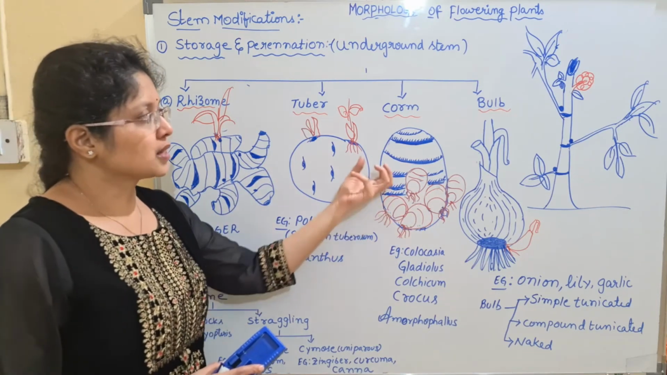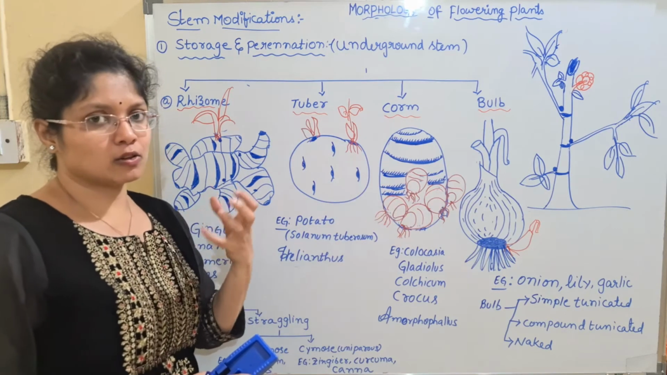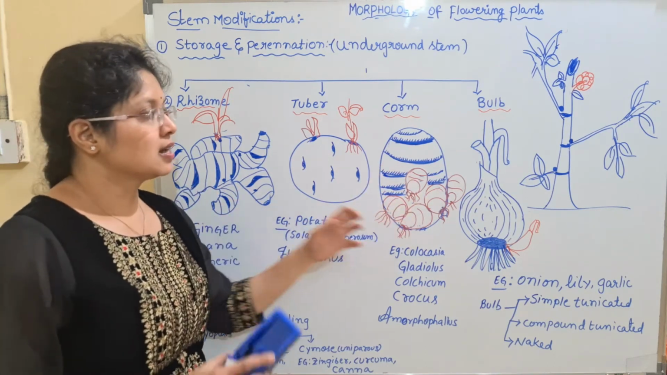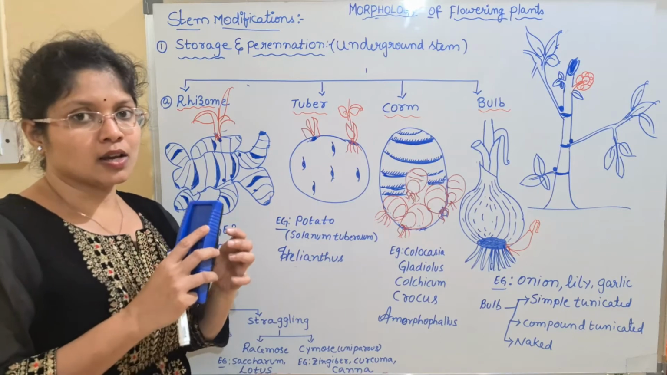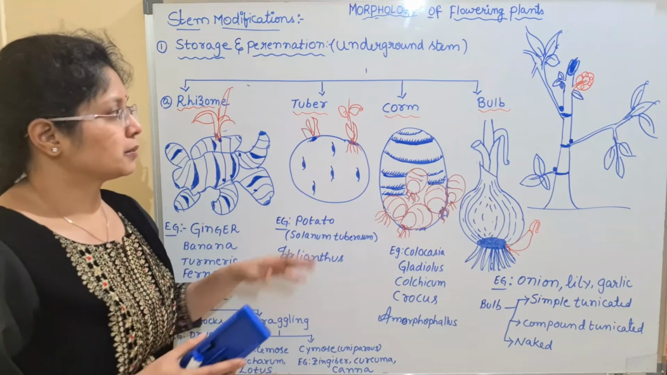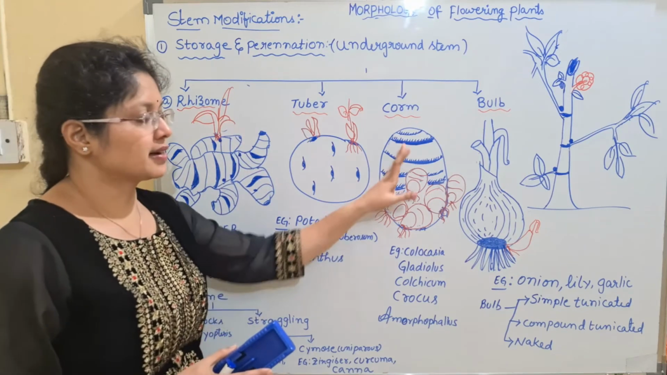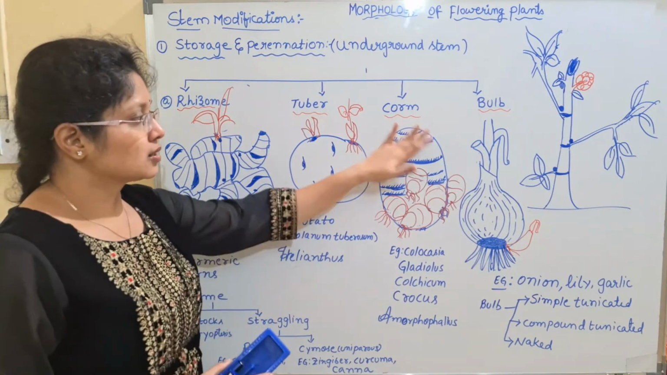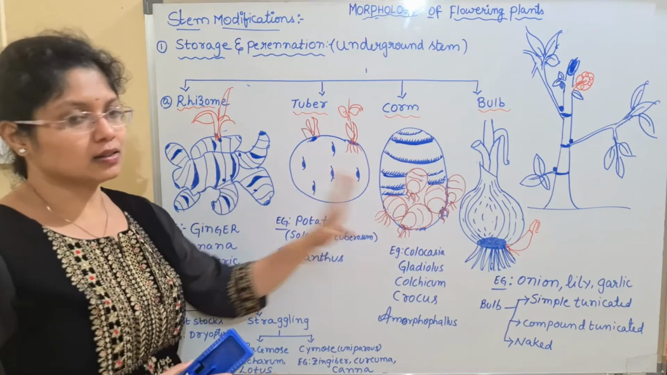Many corms, or many offspring of these corms, are produced, and they are still attached to the plant. Mainly, they are not easily dissociated from the plant, just like the rhizome. They are associated with the mother corm for at least one year. So this is the major difference between corm and rhizome.